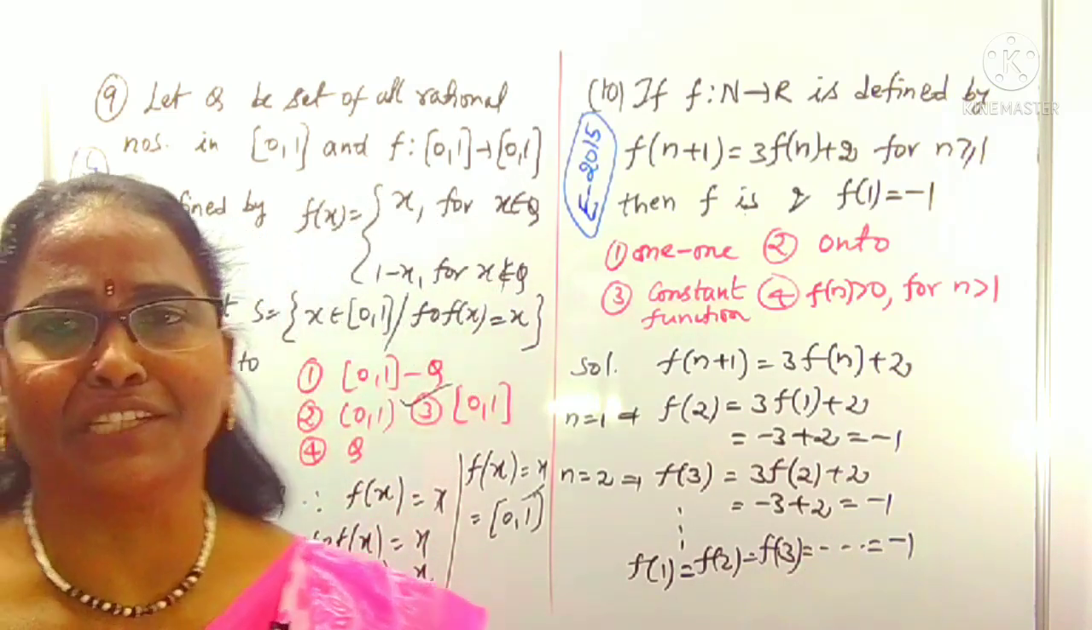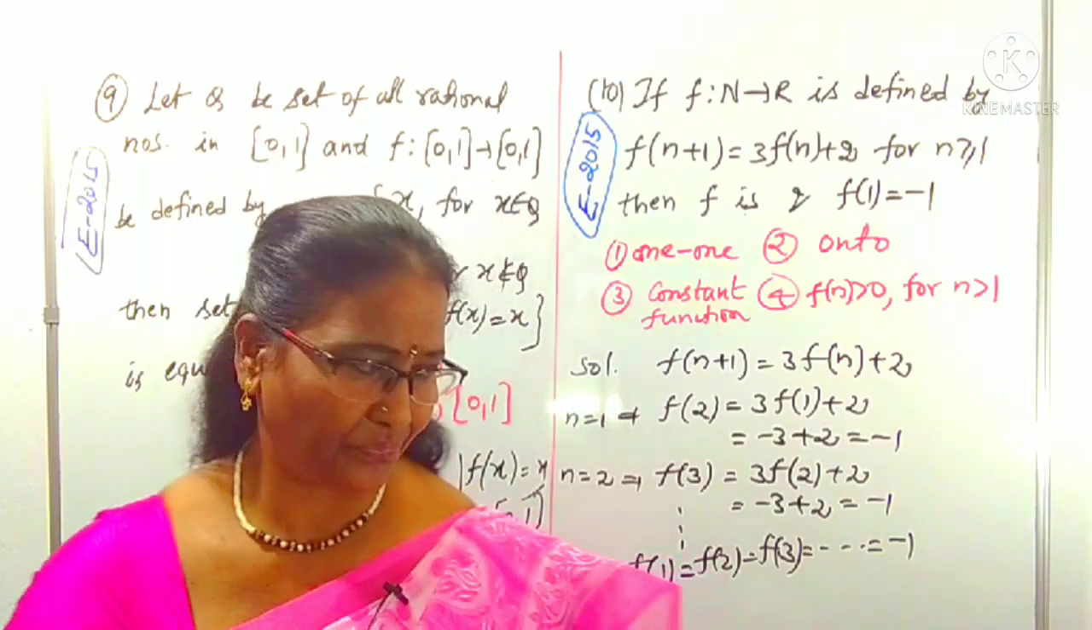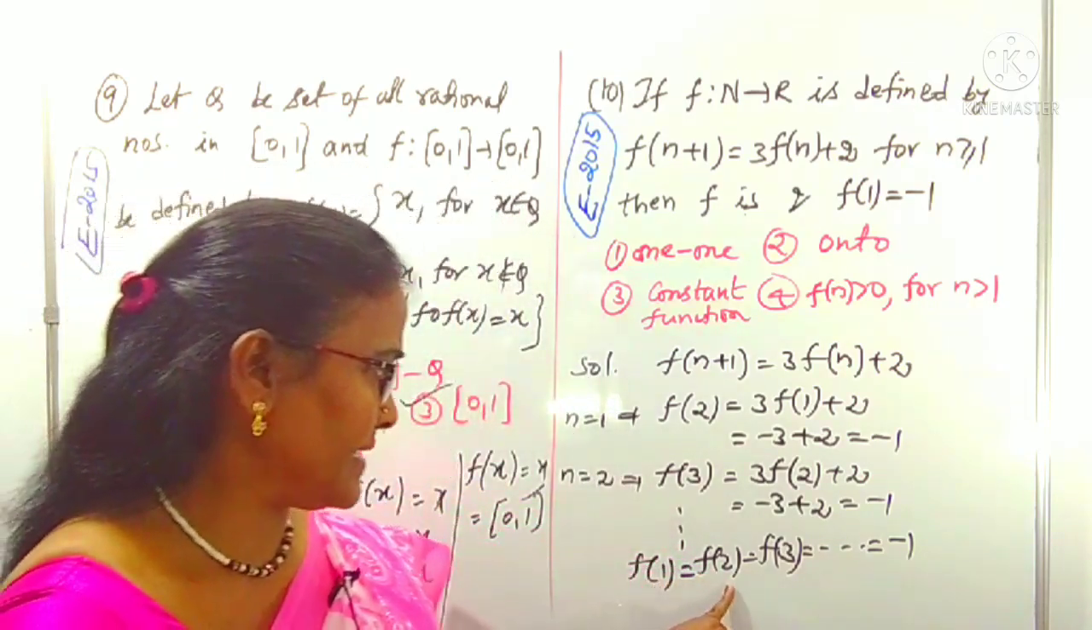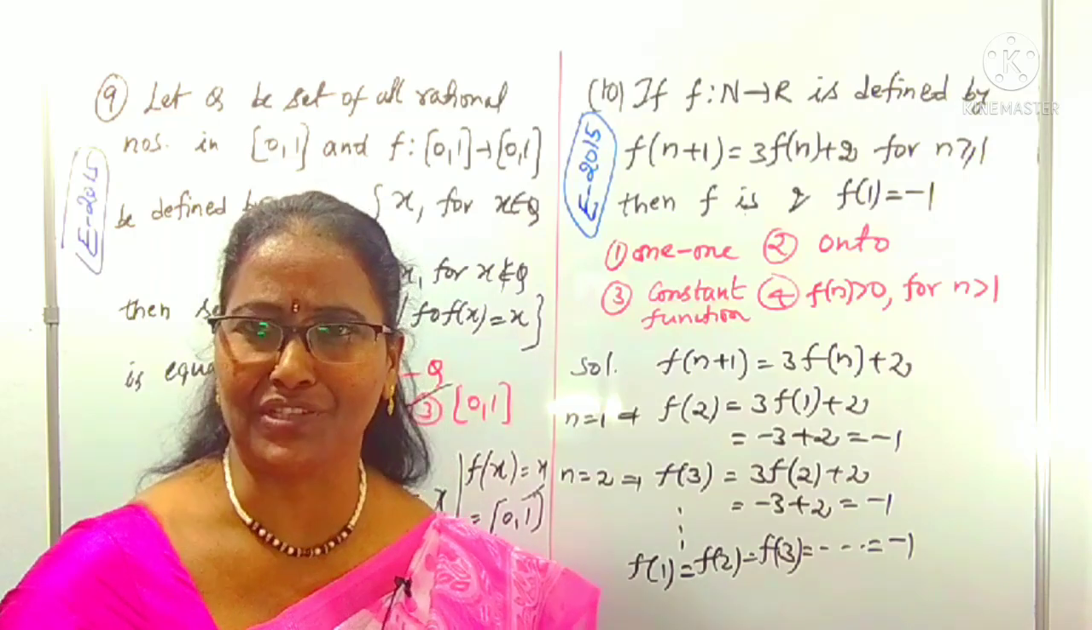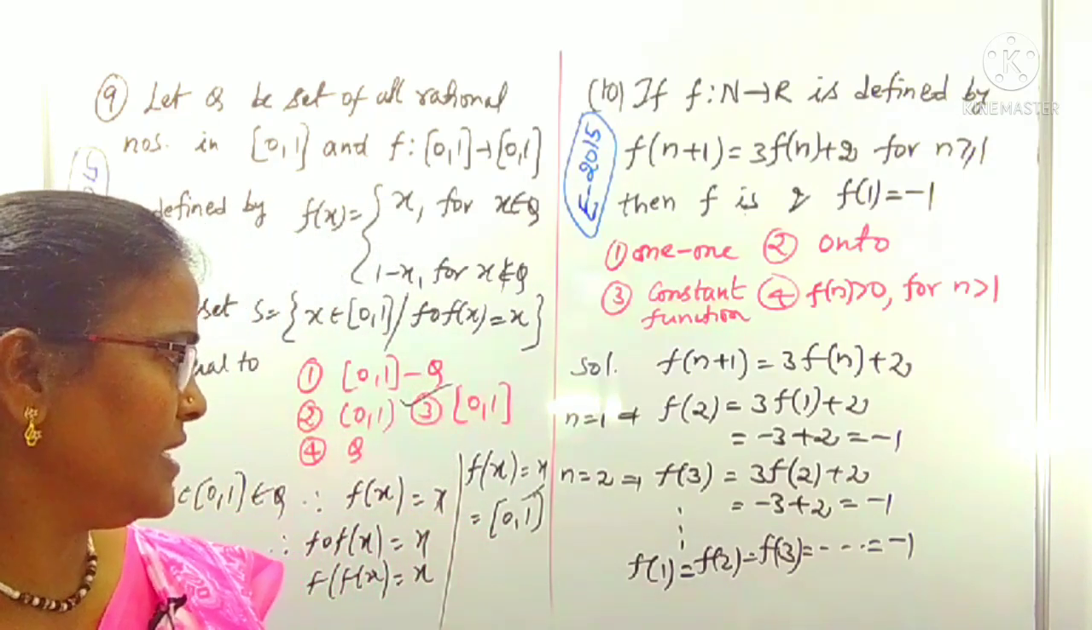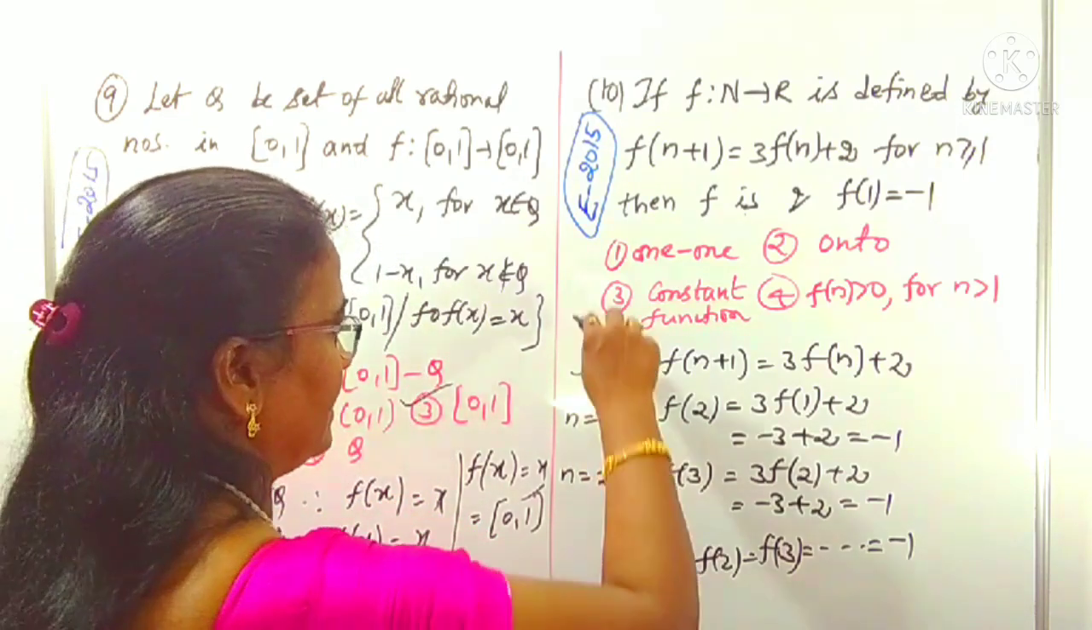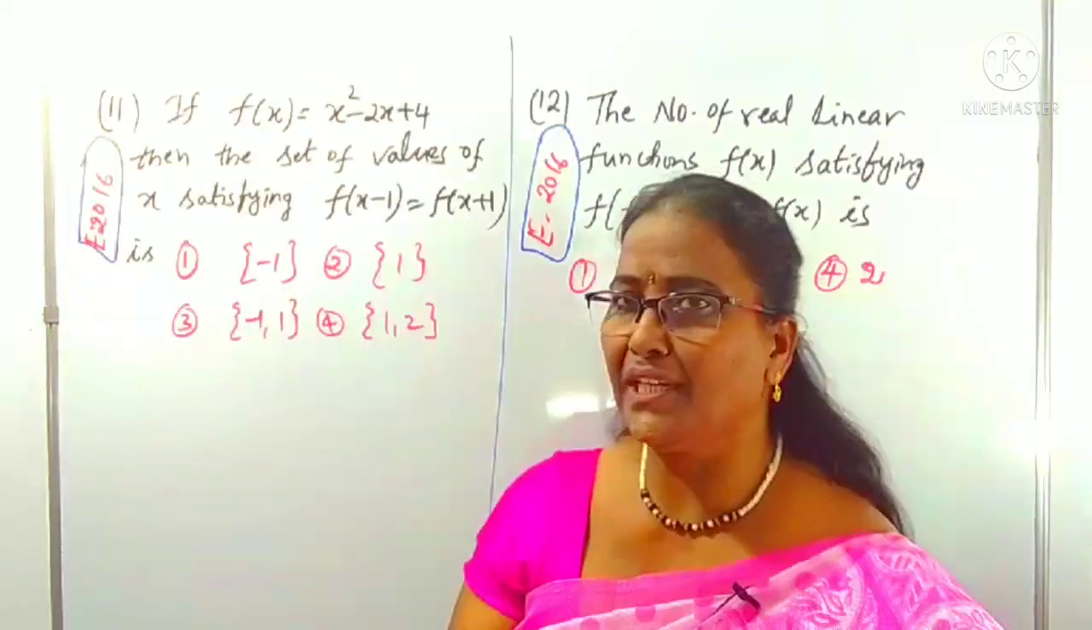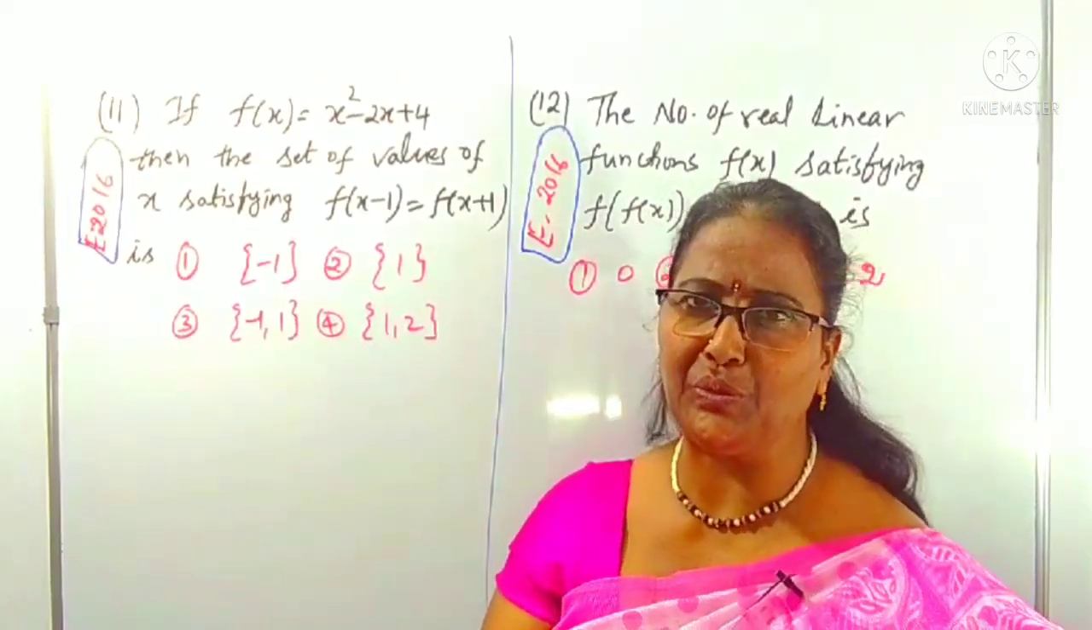Such a function is nothing but a constant function. Every element has the same image. Such a function is called a constant function. So what is the option? Clearly the third option, right? Look at the next two questions, which are given in EAMCET 2016.